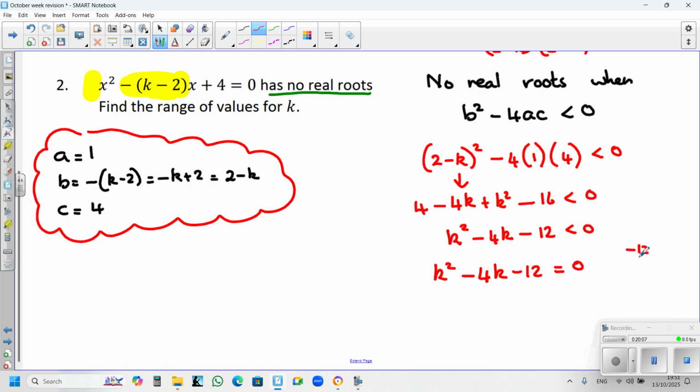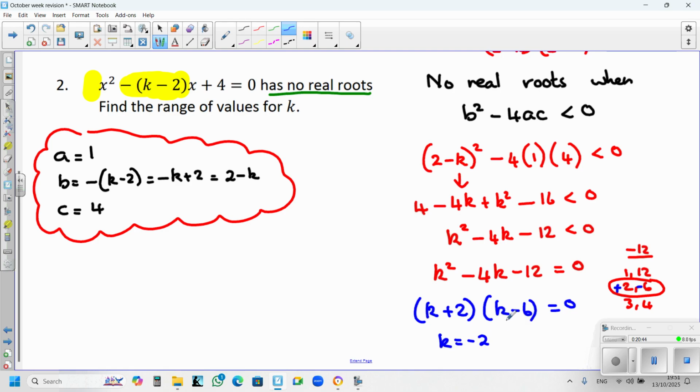For 12, we could have 1 and 12, 2 and 6, 3 and 4. So I want a 4, so it's going to be a 2 and a 6, but what can we say about the signs? It must be negative 6 and positive 2, because that means that both factors have got different signs. Because it's just a straightforward k squared, I can do (k plus 2) times (k minus 6) equal to 0. You would do k plus 2 equals 0, giving you k equal to negative 2. k minus 6 equals 0, giving you k equal to 6.